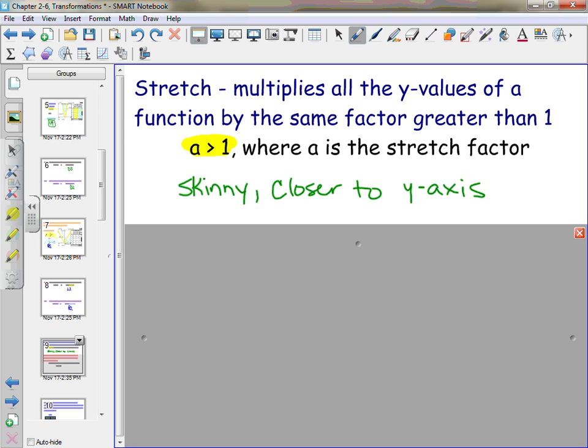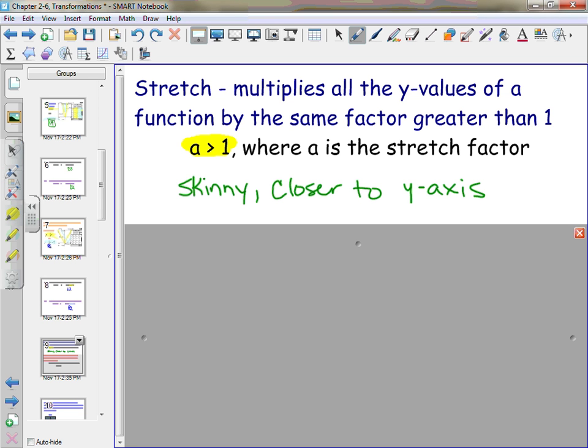So this is my standard family function. Now, if I want to change this, the opposite of skinny would be what? Fatter or wider. The opposite of stretch would be a compression. Now, if it's not a whole number, what is it? It has to be a fraction, right? So what I want to do is I want to take this lovely function and I want to cut it.